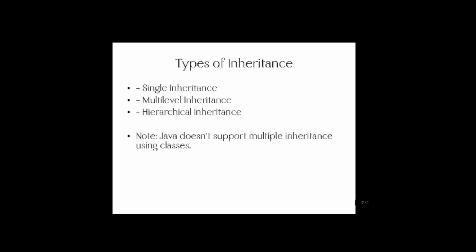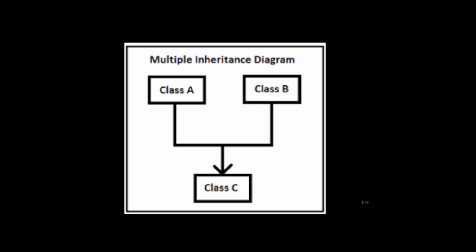Now let us see the graphical illustration of multiple inheritance. Here is the illustration of the multiple inheritance diagram. Here class A, class B are two superclasses and class C is the one subclass. As we already know, the subclass will acquire the properties of more than one superclass, and that is called multiple inheritance.